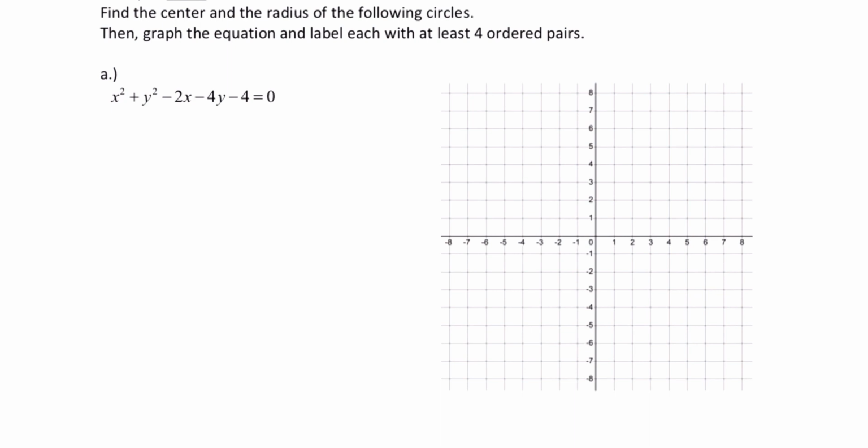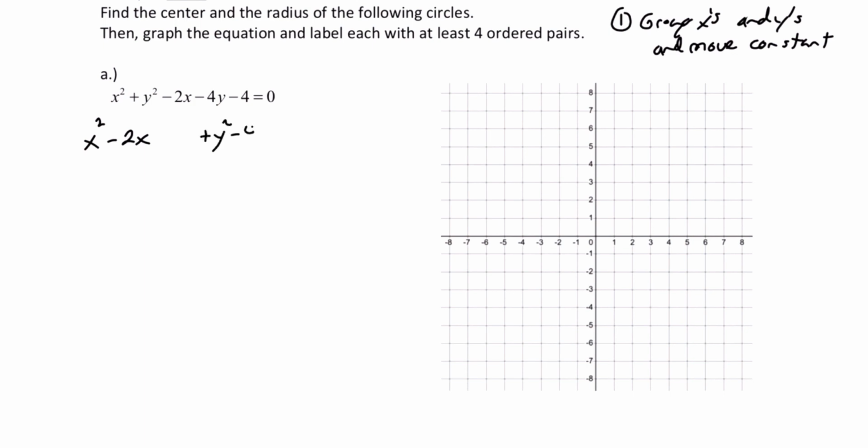To do that, step 1 is to group x's and y's separately, and we're going to move the constant. So we want to put the x's together, x squared minus 2x, leave a blank spot, plus y squared minus 4y, leave a blank spot, and then add the 4 over to the right side. And the reason we're leaving blank spots is we want to, in step 2, complete the square.